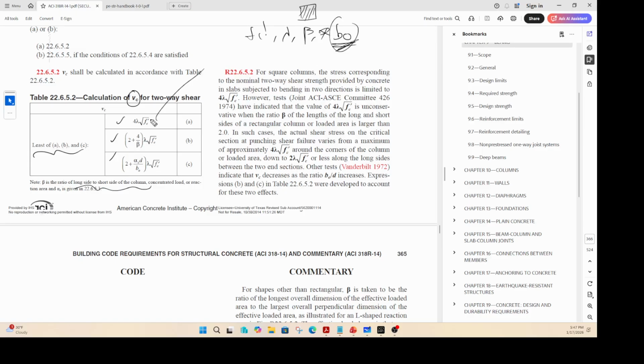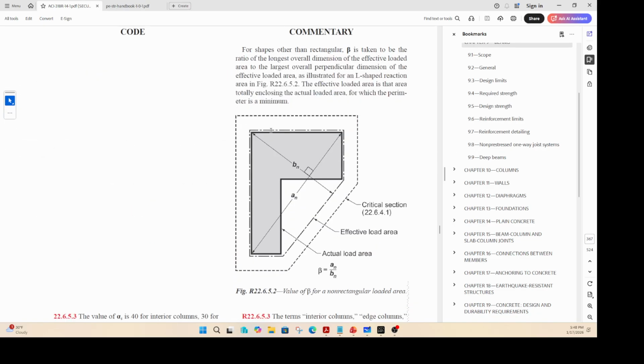Okay. What do you do with the shear stress? You multiply it with the area, find out your shear strength. What do you do with the shear strength? Compare it with the load, and if the strength is greater than the load coming, then we are good, right?